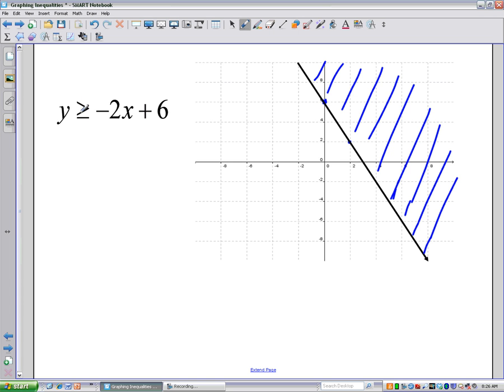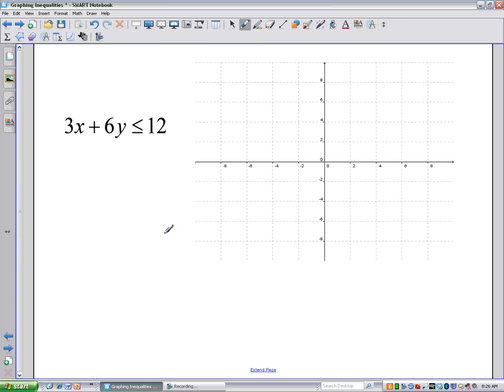So that's it. It's like graphing in slope-intercept form, except we have to remember whether the line is dotted or solid, and the other part is the shading. All right, so what if we're in this form here, that standard form that we've been working with?